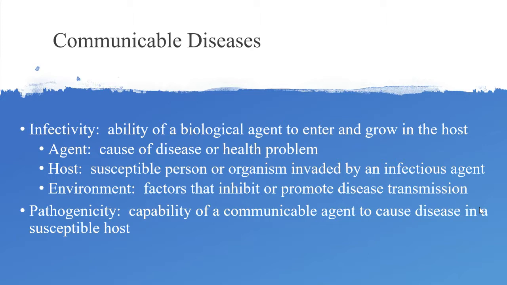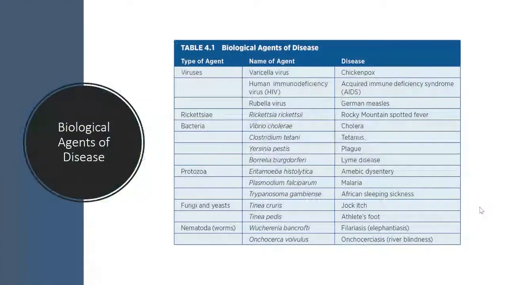Pathogenicity is the capability of an agent, that virus or bacteria, to cause a disease in a susceptible host. So truly, how strong is that virus or bacteria? Obviously, we are exposed to many viruses and bacteria every day, and our body's able to fight it off and we don't get sick. The stronger a virus or bacteria is, the less effective our immune system is in killing it off. Here are just some examples of biological agents of disease and the different categories they fall into.